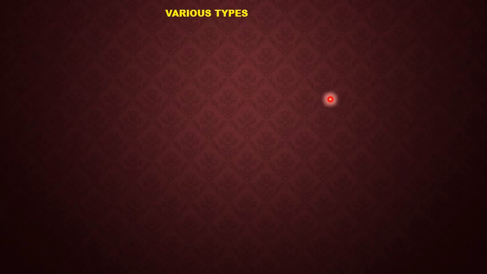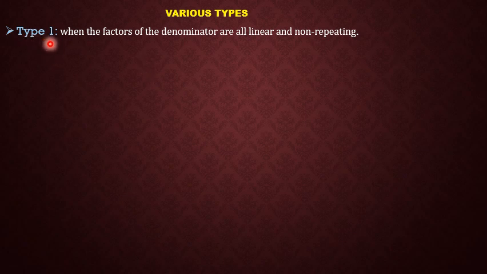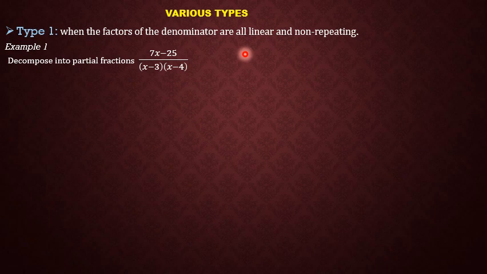All right, so let's look at the various types. In partial fractions we have type 1, type 2, type 3, and even type 4. Type 1 is about when the factors of the denominator are all linear and non-repeating. We are going to solve some examples on that type 1. This is how partial fractions normally come in the GCE, so I advise that you pay attention to these examples that I will be solving.